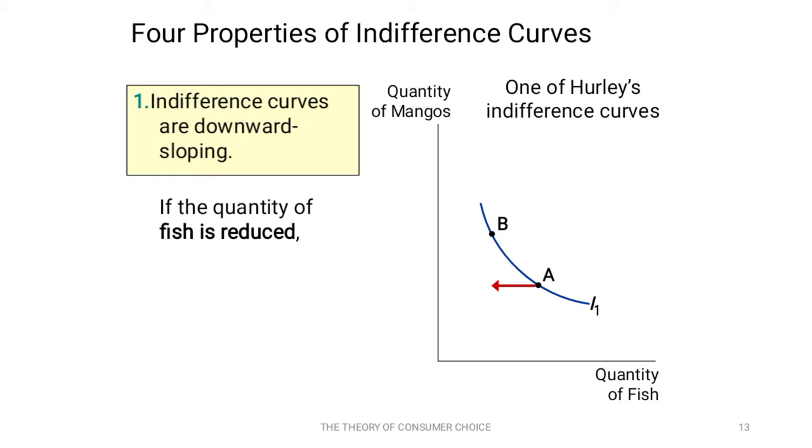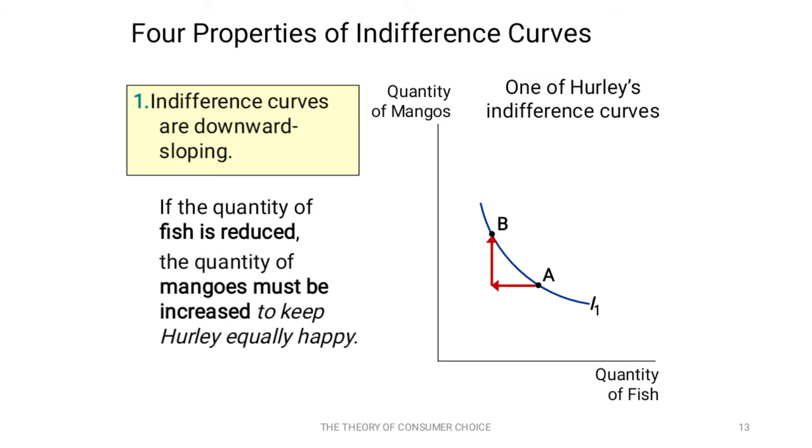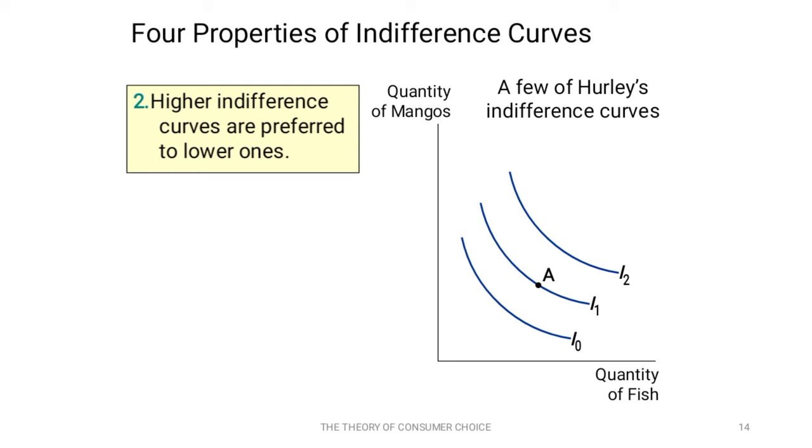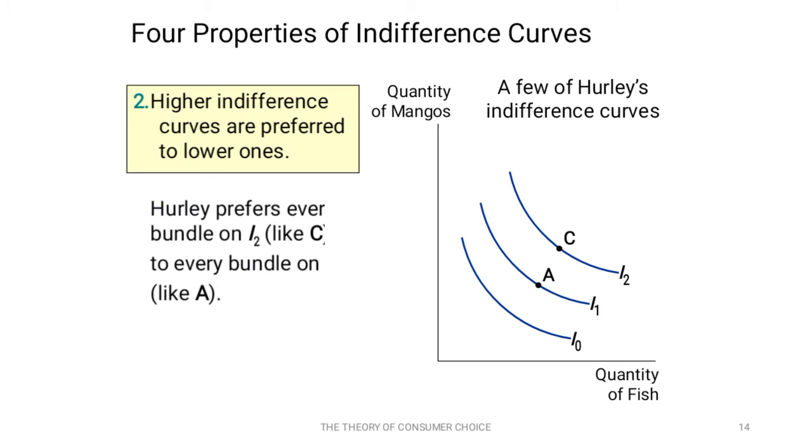Now notice that the curve is not necessarily a straight line. It can take this form too, but the concept behind it is that it should be downward sloping from left to right. So if the quantity of fish is reduced, the quantity of mangoes must keep increasing to keep him equally happy. And then one thing to see is that they are parallel, and consumers prefer higher indifference curves to lower ones. When on this I2, it means he's going to get more satisfaction compared to I1 and then I0. So definitely they want more satisfaction, so they go for the higher one.